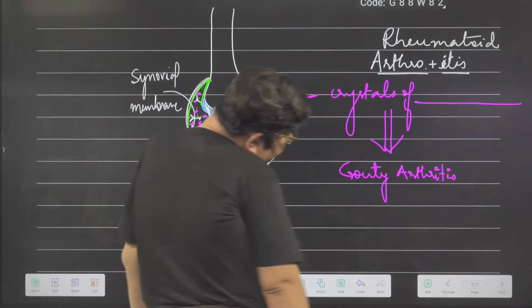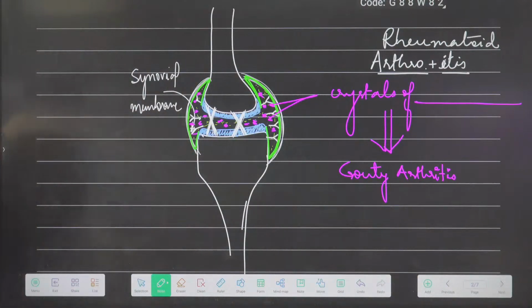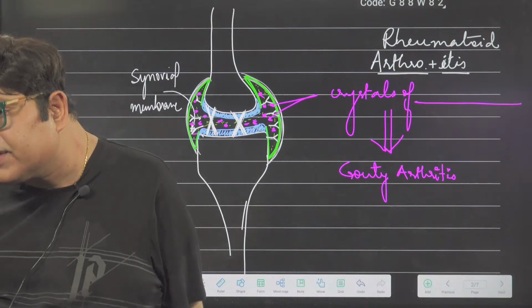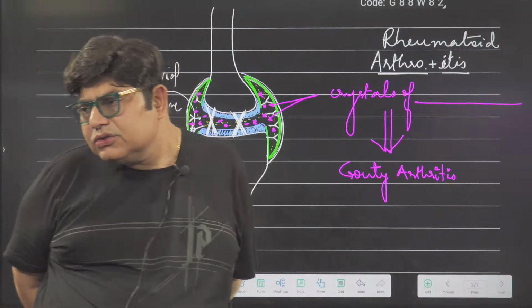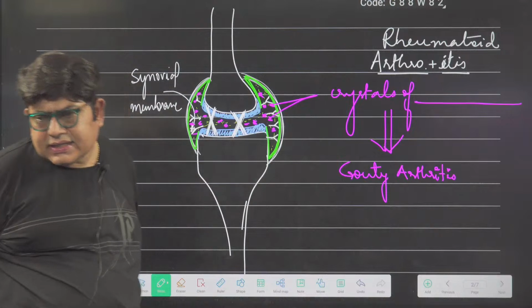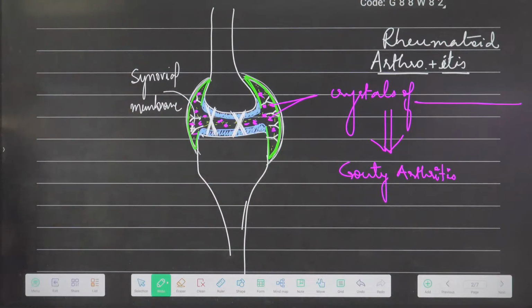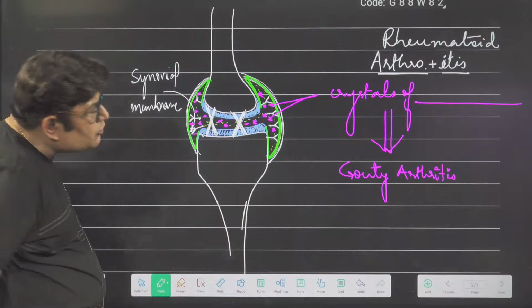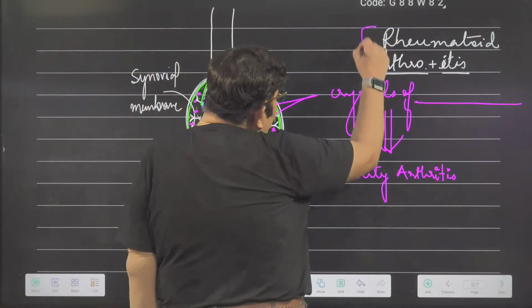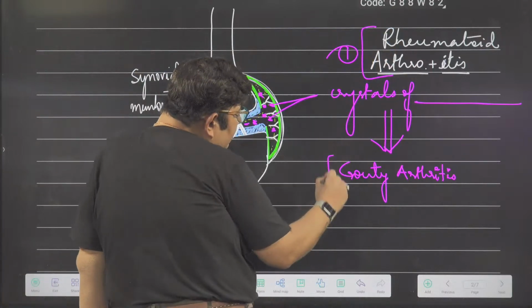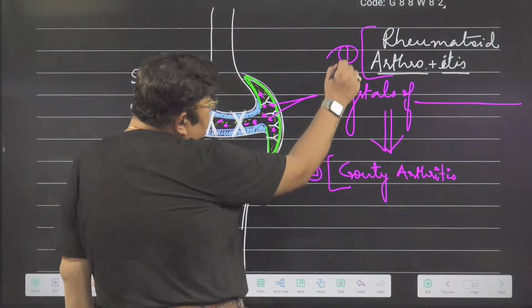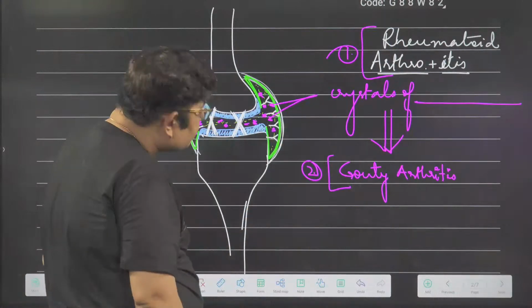Gouty arthritis. This is called gouty arthritis. Gouty crystals of, yes, which nitrogenous waste is it, beta? Uric acid. Uric acid crystals. You are right. This is gouty arthritis. How many arthritis have you seen so far? Number one, rheumatoid arthritis. Number two, gouty arthritis. Two arthritis already you have seen.